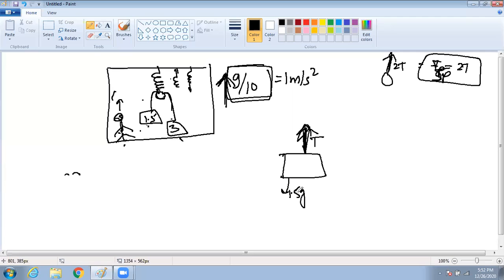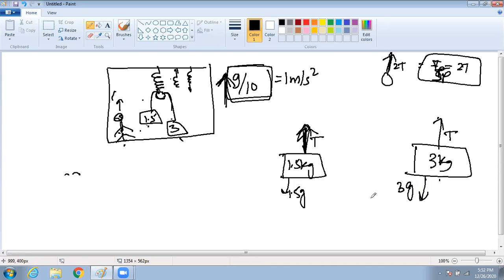Next, what about this one? This is 3 kg and this is 1.5 kg. This is moving downward. When this is moving downward, the tension also acts here. So it will be 3g. Clear?